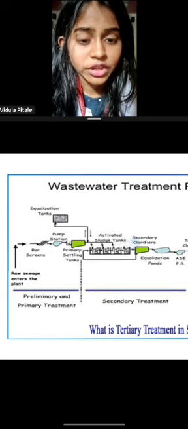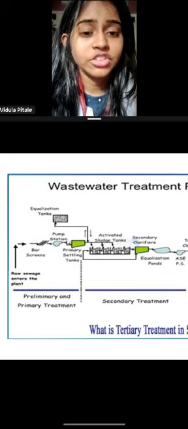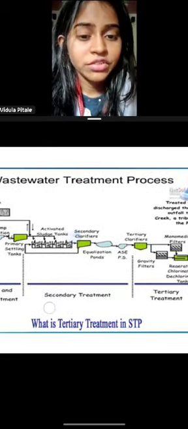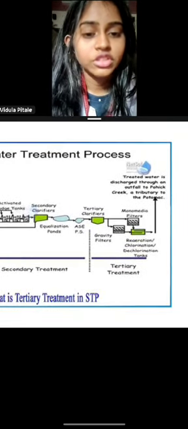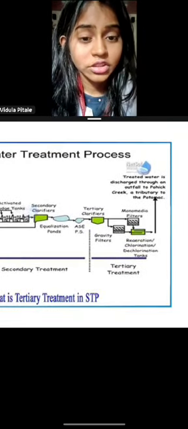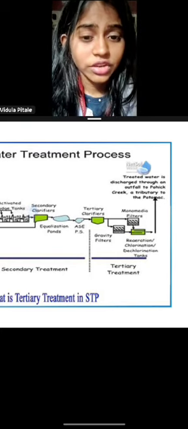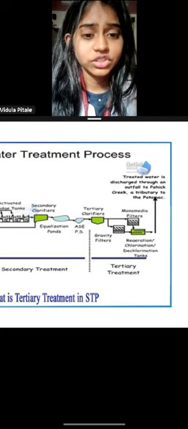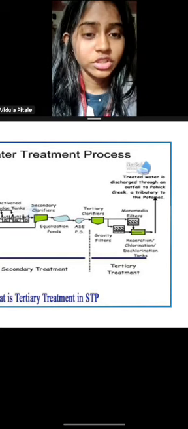At the start of secondary treatment, the sewage water passed from the preliminary and primary treatment enters the activated sludge tank, and then the secondary clarifier, and then the equalization tank. After that, it enters the tertiary treatment: the tertiary clarifiers, then the gravity filters, then the regeneration, chlorination, and dechlorination tanks, and it also filters through monomedia. Then the treated water is discharged through an outfall.